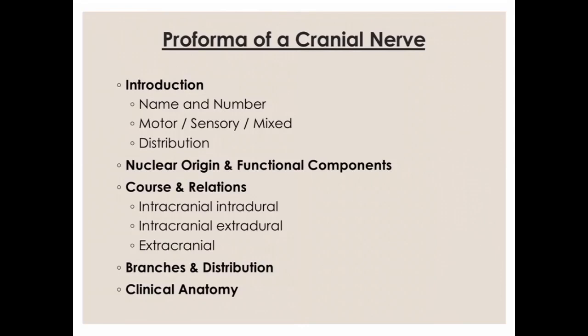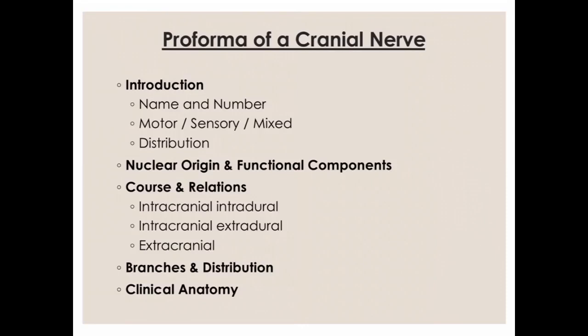Then we speak about the intracranial extradural course, which is essentially that once the nerve leaves the brainstem, what all is it related to inside the cranium? And then the extracranial course is once it comes out of any of those foramina that you study, then what is its fate? How does it leave the skull and where all does it go and how does it end up going to its destination?